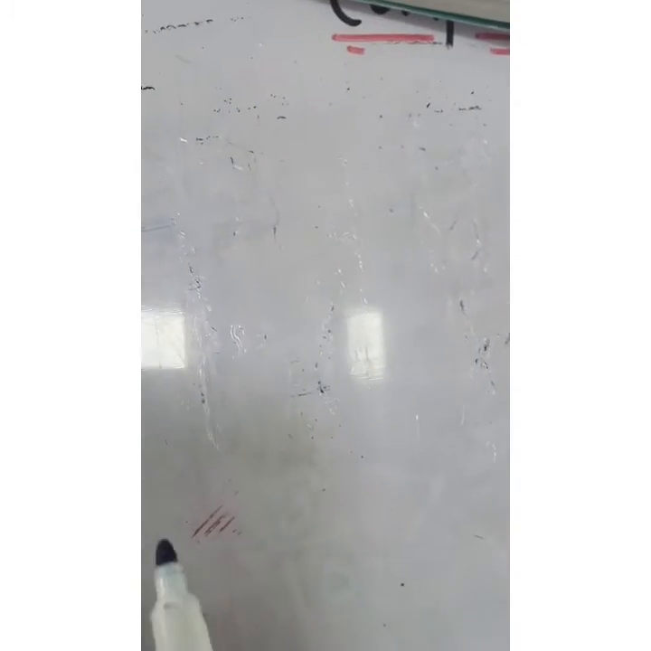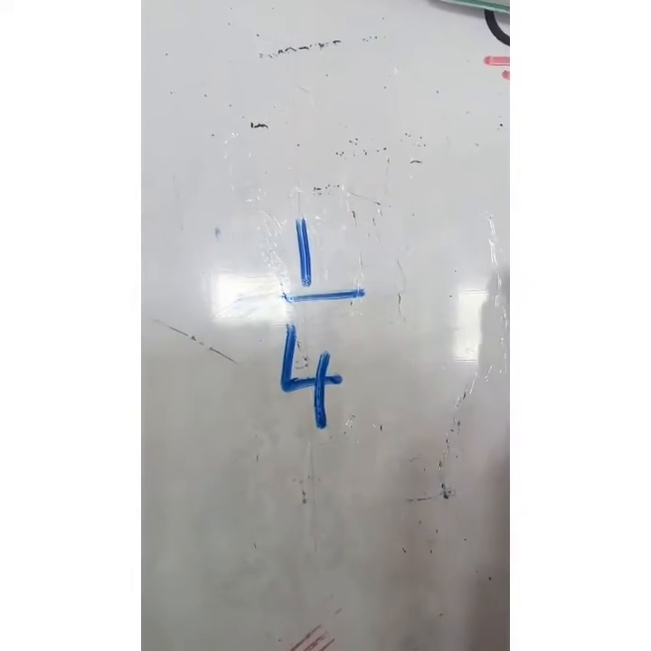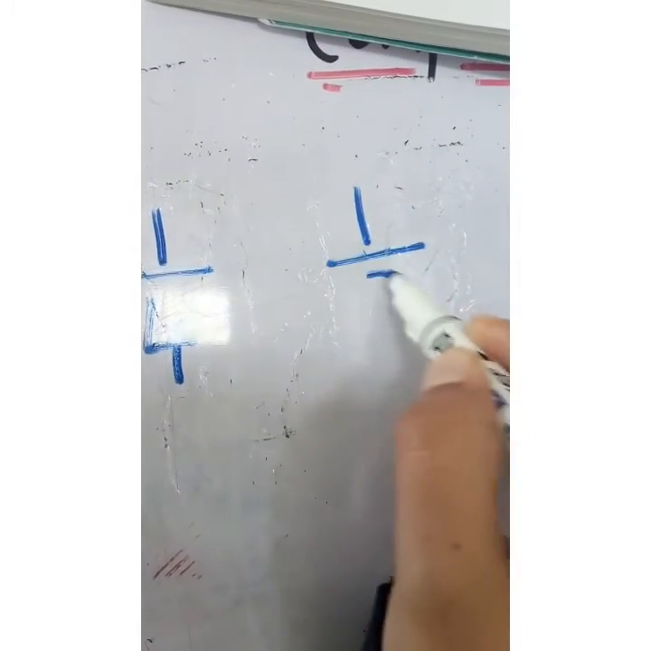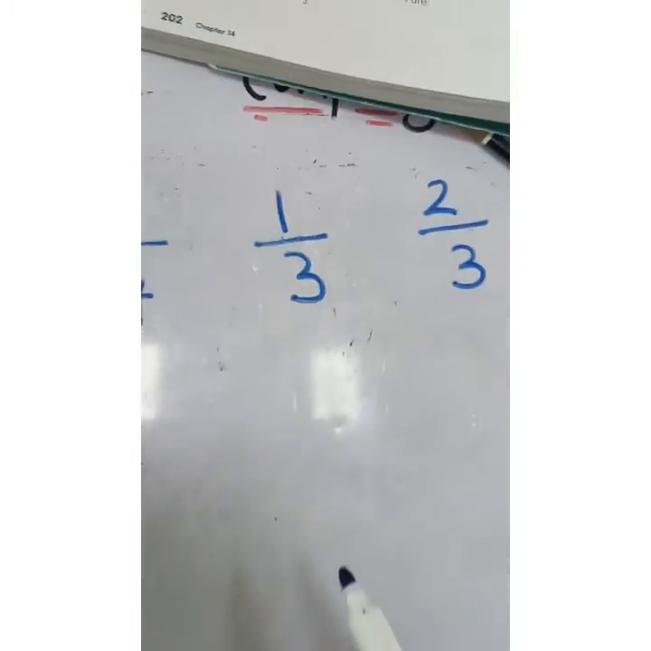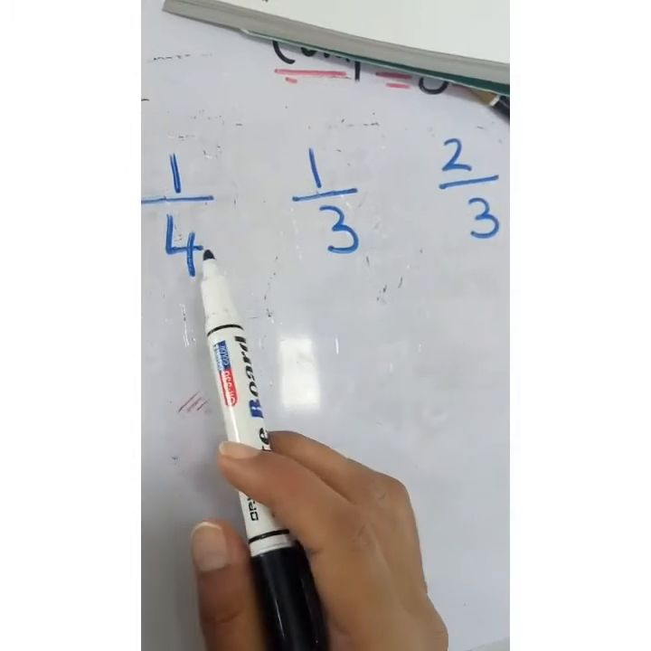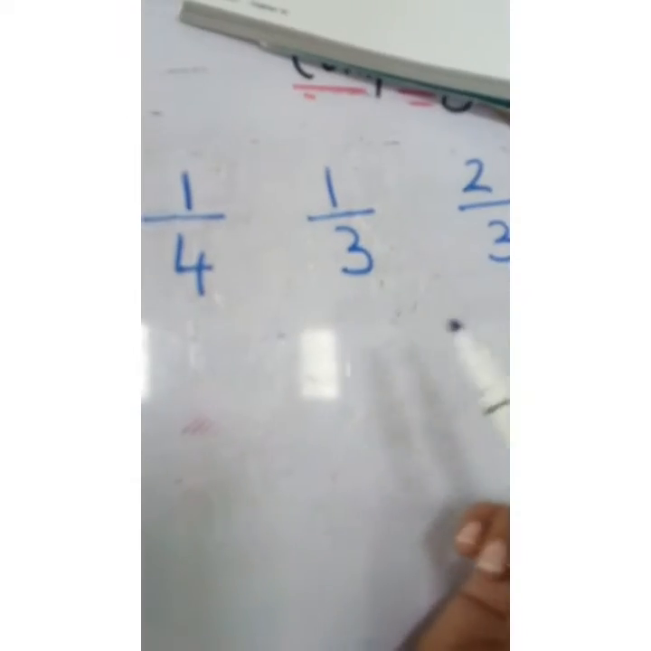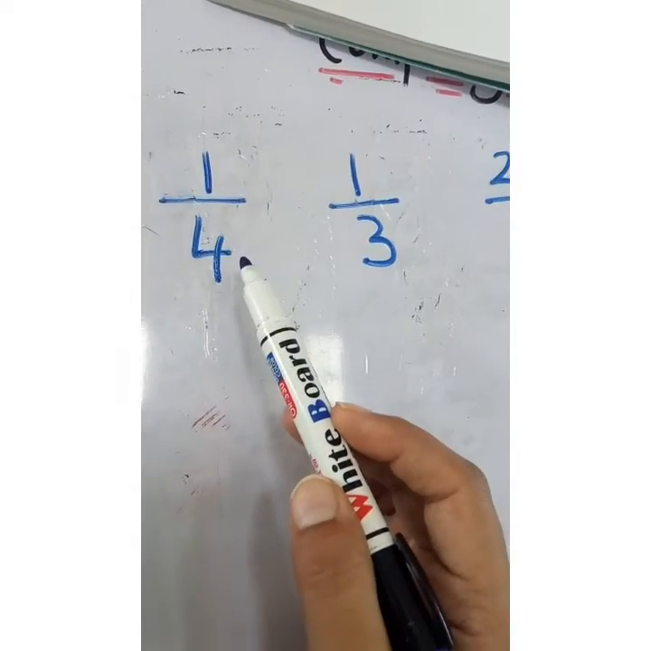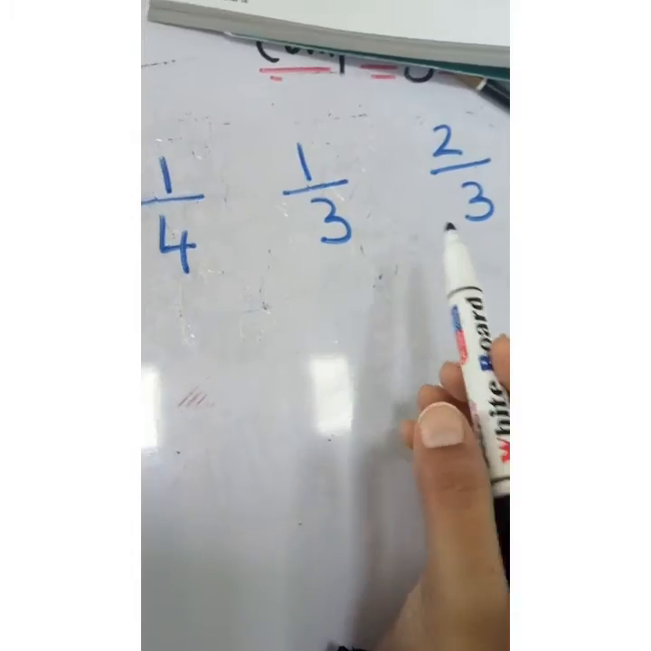Let us take another example. How can we compare these numbers? 1/4, 1/3, and 2/3. Okay, different denominators and different numerators. What we are going to do is look for a common multiple of 4 and 3.